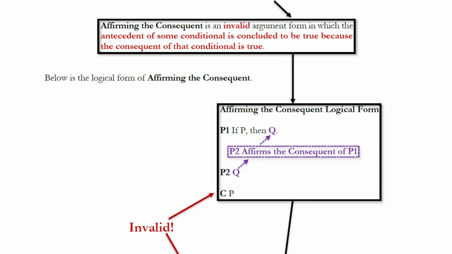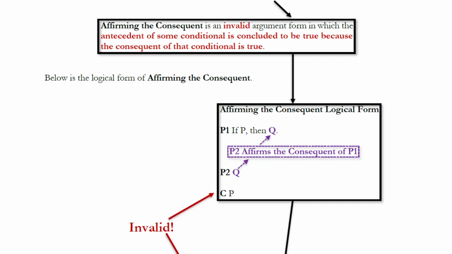Furthermore, we can now better explain why this argument is invalid by using the concepts of necessary and sufficient conditions. The conditional if P then Q implies that Q is a necessary condition for P. However, it does not imply that Q is a sufficient condition for P. Premise 1 tells us that P cannot be true without Q being true, but it does not tell us that the truth of Q guarantees the truth of P.